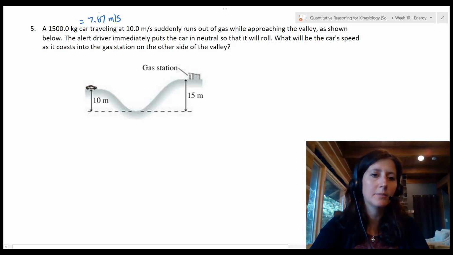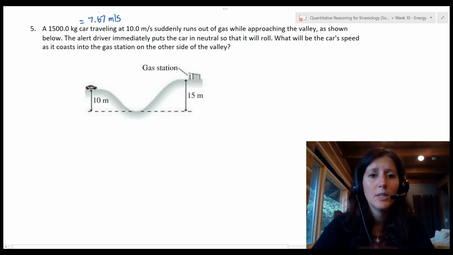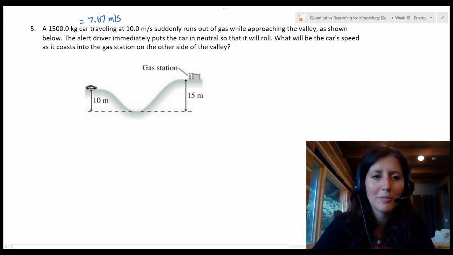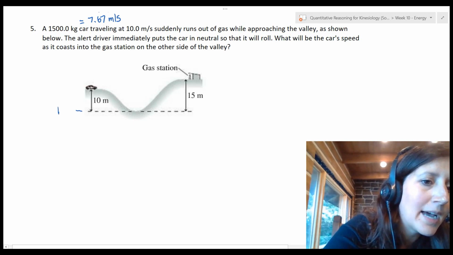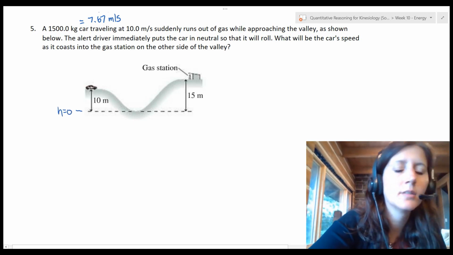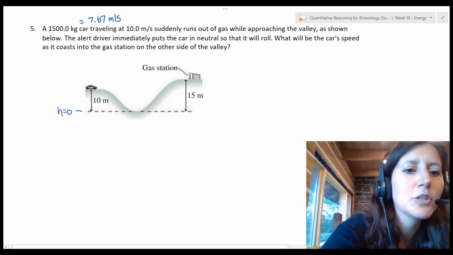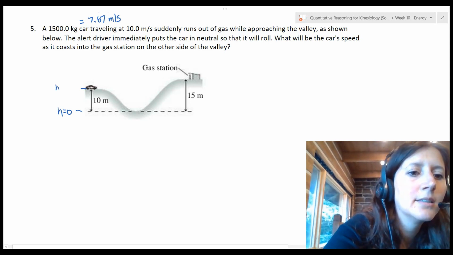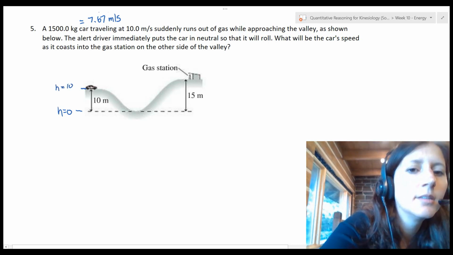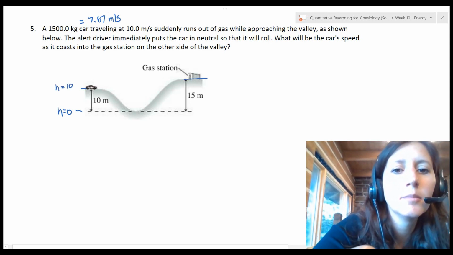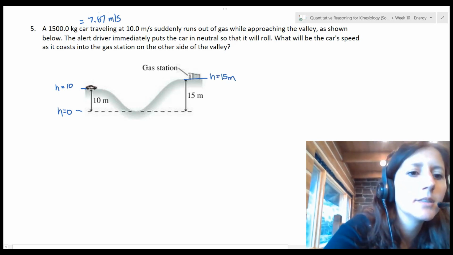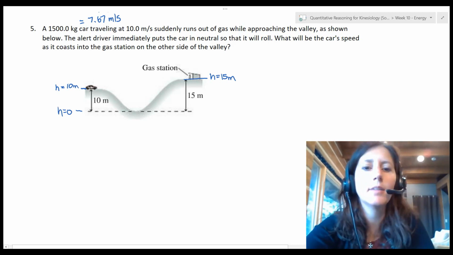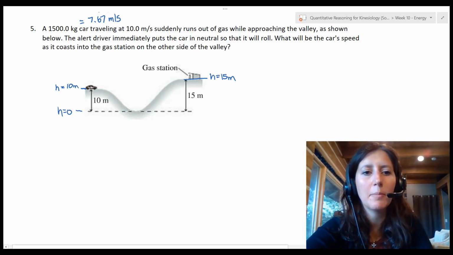All right, so before we begin, what we need to always do for all these questions is to define our reference height. So we can choose wherever we want to be the reference height. Normally people will choose the bottom of the diagram, so that would be right here. So this is where my height is 0. Okay, so then that means over here my height is 10, and over here my height is 15 meters. All right, so that's a really important first step.